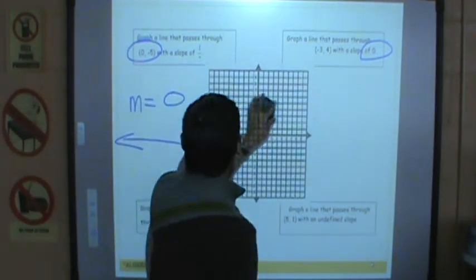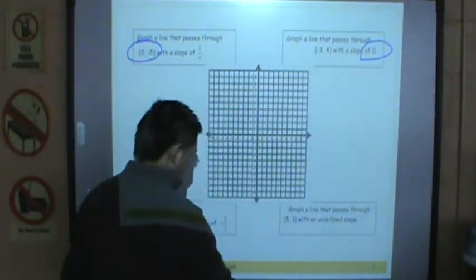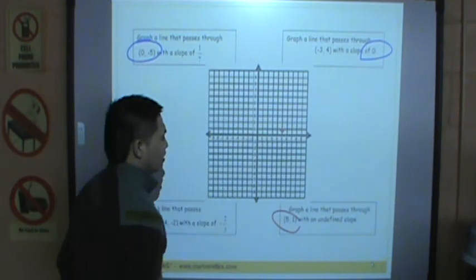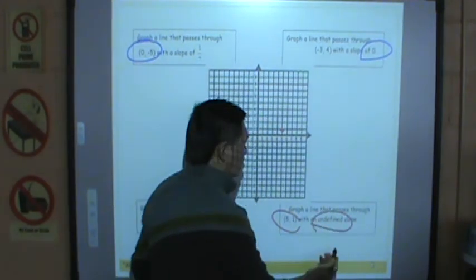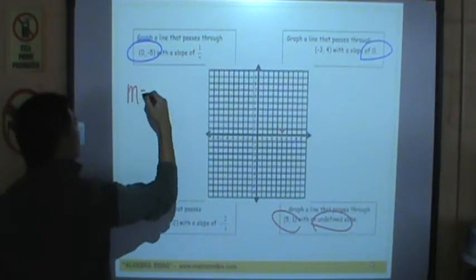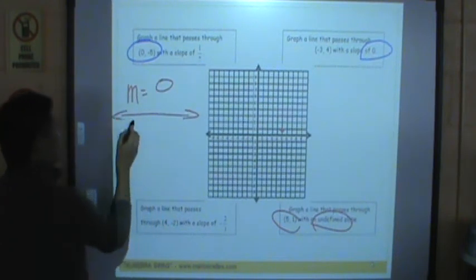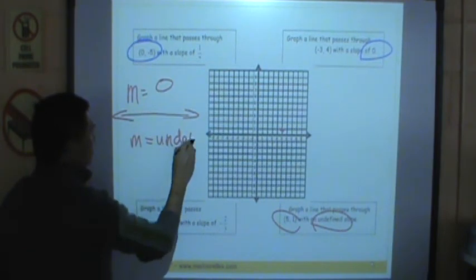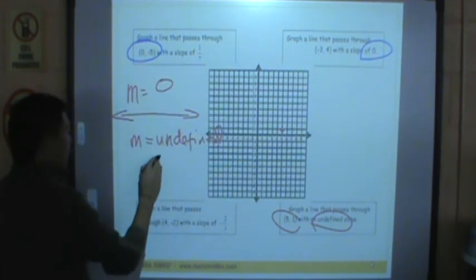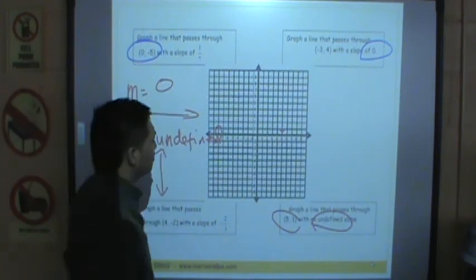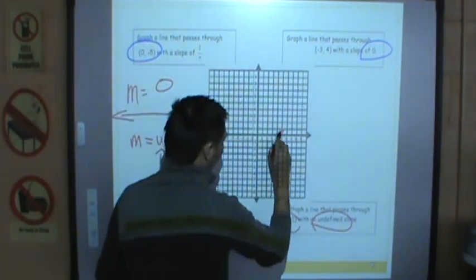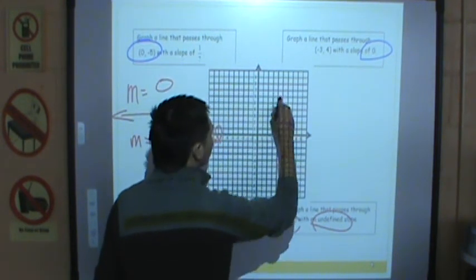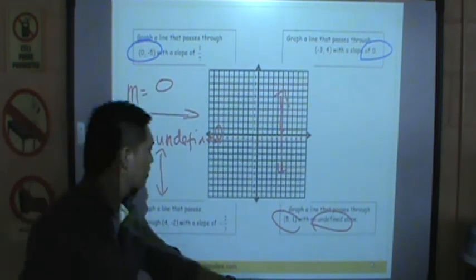Okay? Next, move on to 5, 1. 5, 1 is there. Now, the slope is undefined. If the slope is 0, we have a horizontal line. If the slope is undefined, it will be a vertical line then. So that means you just have to draw a line passing point 5, 1, which is actually just a vertical line. There you go. Easy, huh?